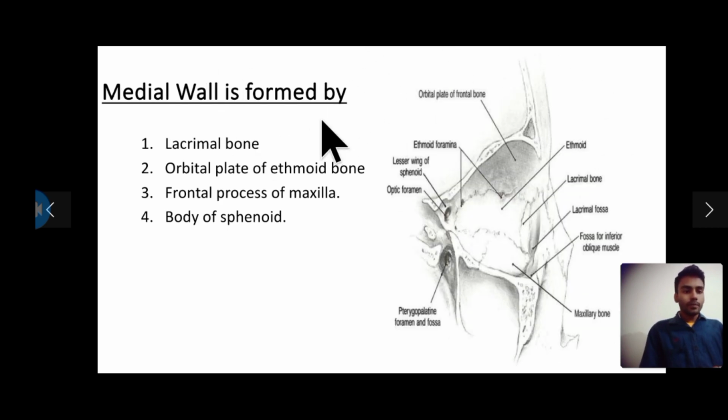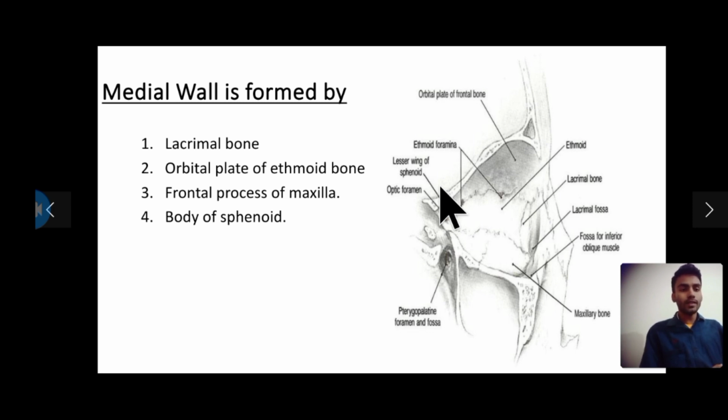Now this medial wall, medial wall means this wall towards the nose. This medial wall is formed by four bones. These are the lacrimal bone, the orbital plate of the ethmoid bone, the frontal process of the maxillary bone, and the body of the sphenoid. From this picture you can see that here is the lacrimal bone, and here is the maxillary bone, and between this lacrimal bone and maxillary bone it is the lacrimal groove, and this is the ethmoid bone posteriorly, and somewhere here it is the body of the sphenoid bone. So these bones are forming the medial wall of the orbit.